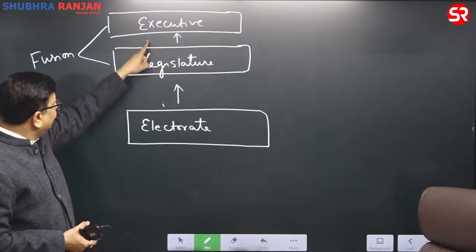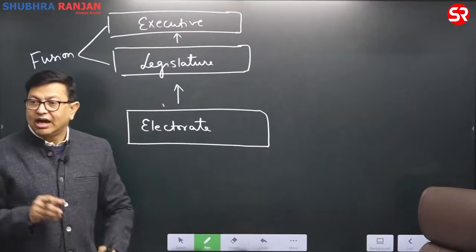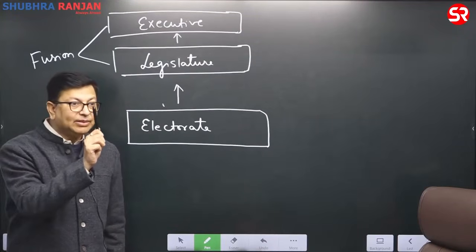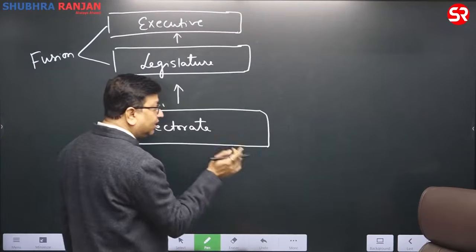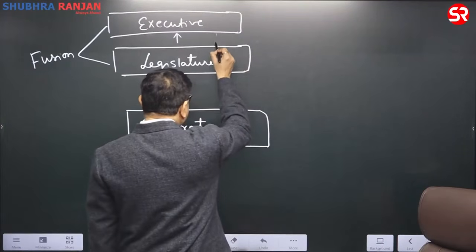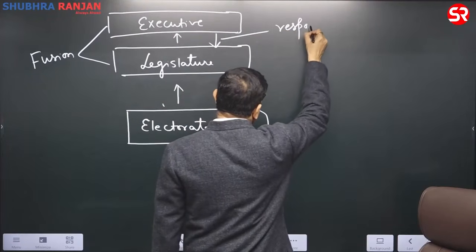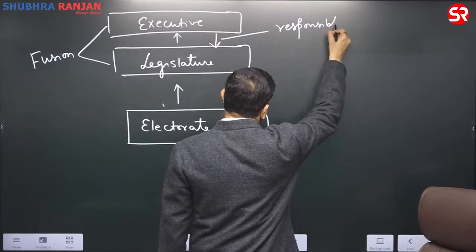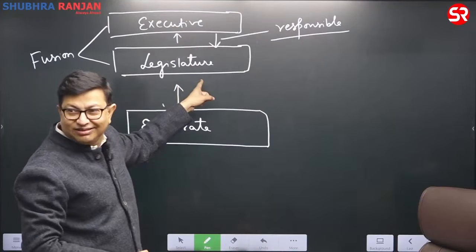So there is a fusion of the executive and legislature. You see, all our ministers, they are either the members of the Lok Sabha or the Rajya Sabha. Then third point that we have written, the executive is responsible to the legislature. It is responsible to the legislature.